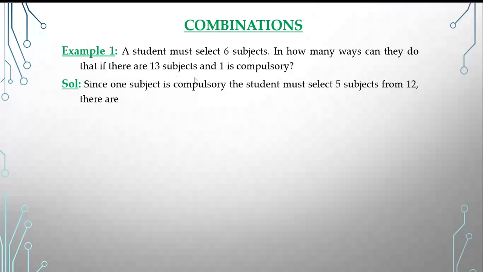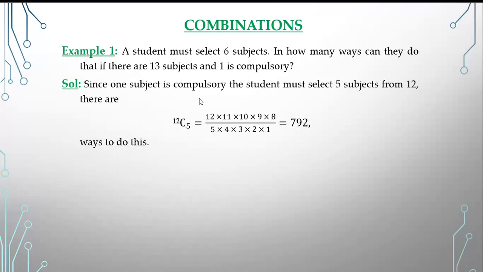Now one thing is given: out of the 13 subjects, one subject is compulsory, right? So the student selects six subjects in which one is compulsory. It means we only have to choose the five subjects out of 12 subjects, because one subject is compulsory, so we exclude that. So that is 12C5, right?